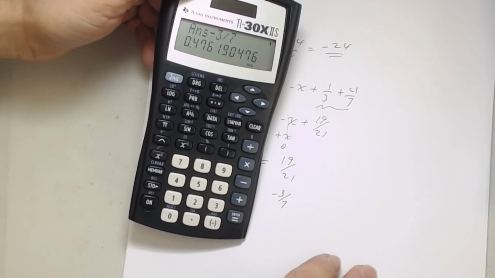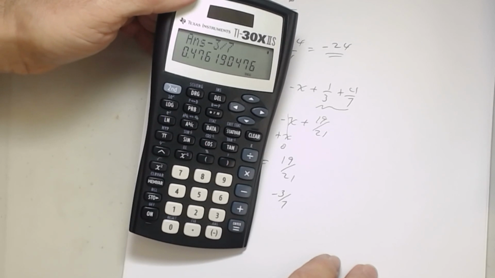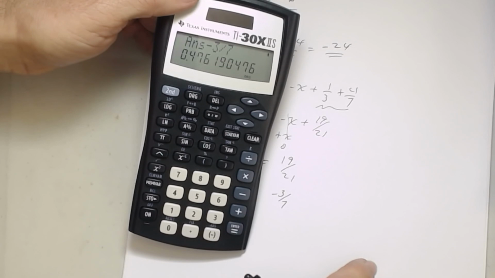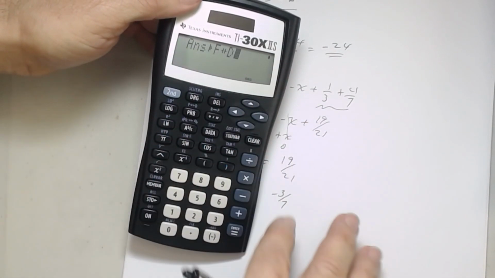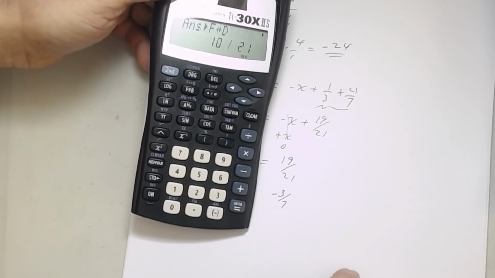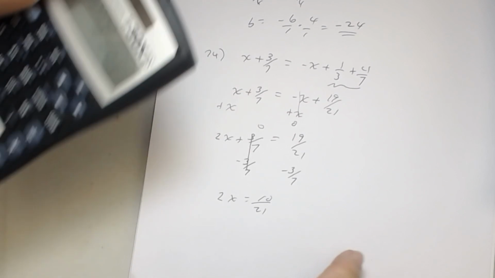Make sure you get this decimal, 0.476190, and so on. How do you change that to a fraction? PRB, equal, and you get 10 divided by 21. So I get 10 divided by 21. So that's where I'm at.